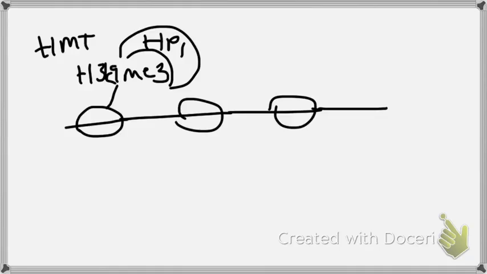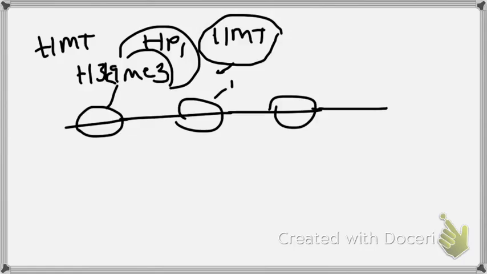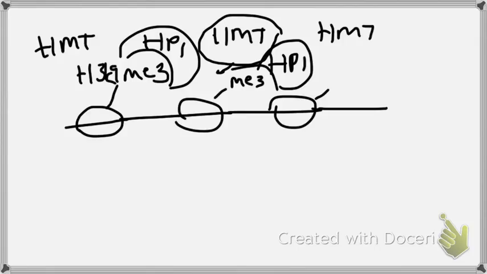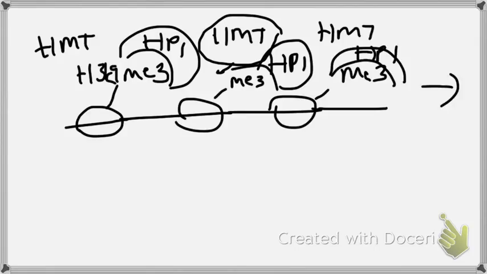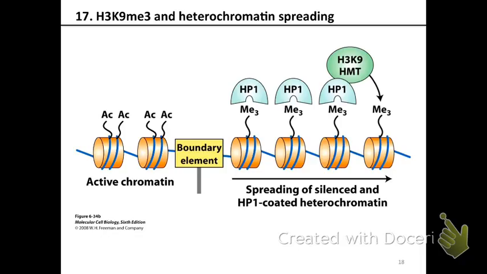And what it does is it interacts physically, right? Proteins can interact with each other physically through surfaces, right? And it's going to bring more HMT that interact. And what it is going to do is it's going to put more methyl 3, which is going to be bound by more HP1. That is going to bring more HMT, which is going to put more methyl 3. And that's going to bind more HP1. And it's going to spread continuously, okay? Now, it spreads until it encounters a certain boundary element where it cannot spread anymore.